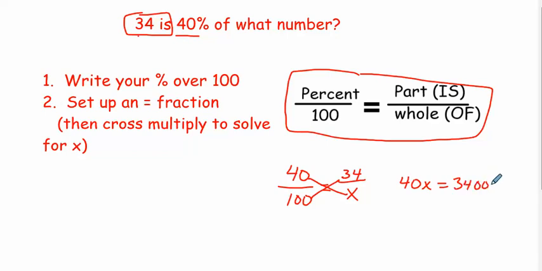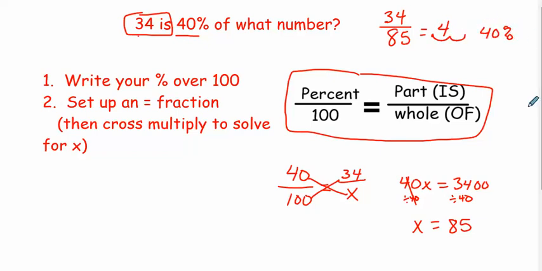Okay? All right, I still want to solve for x, so I need to get rid of this 40. The opposite of multiplying by 40 is to divide by 40. So if I divide both sides by 40, I'm left with x equals, and then I have to grab my calculator. So 3,400 divided by 40 equals 85. Okay, so my whole is 85. That means if I have 85 things, 34 out of 85, if you were to put that in your calculator right now, it would come up to be 0.4, which would be 40%.